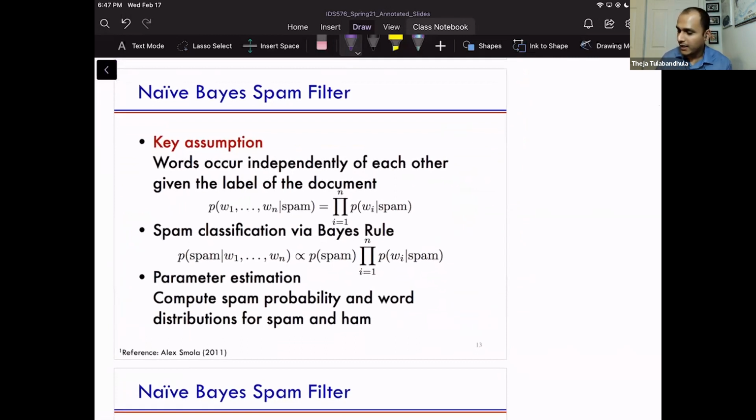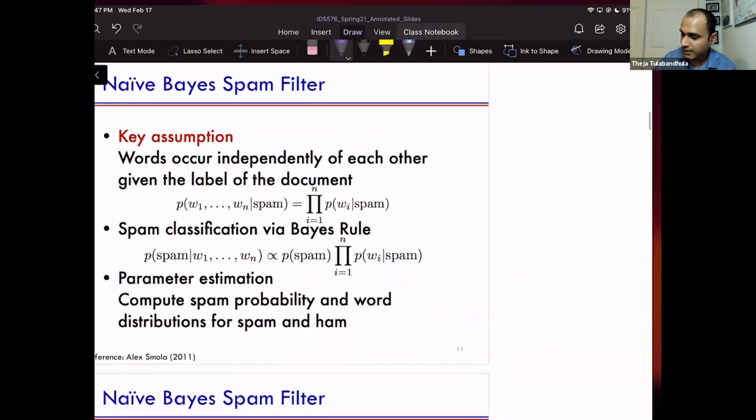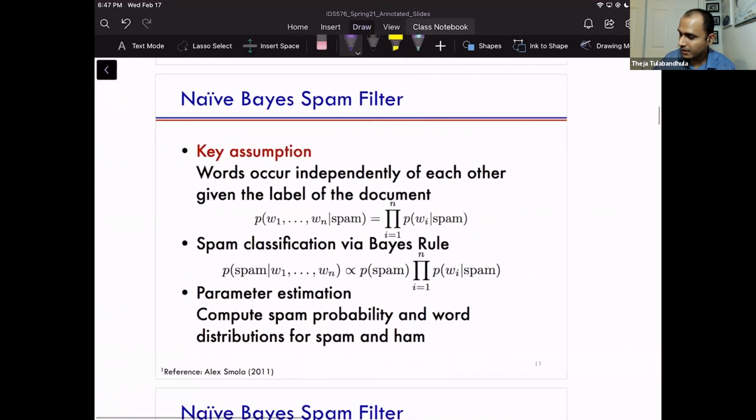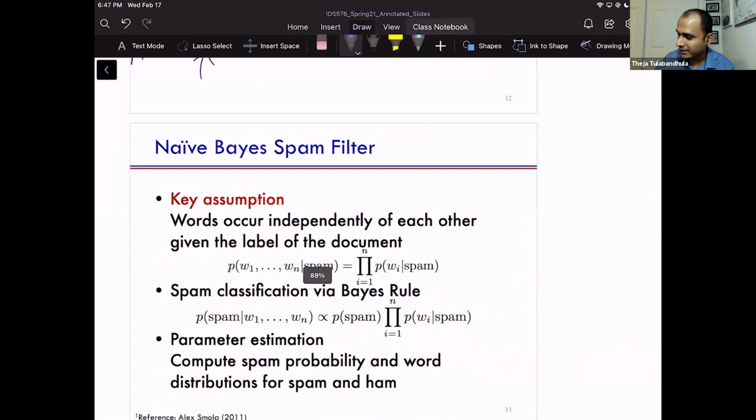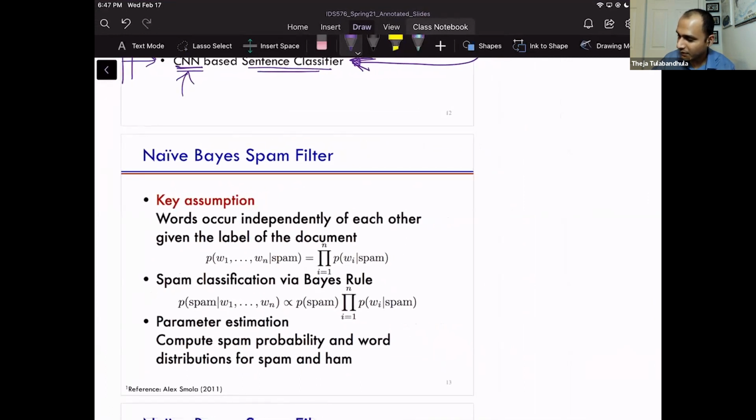Naive Bayes model is actually... Okay. So the generative model. The generative model just means that all the variables associated with the model are random variables.